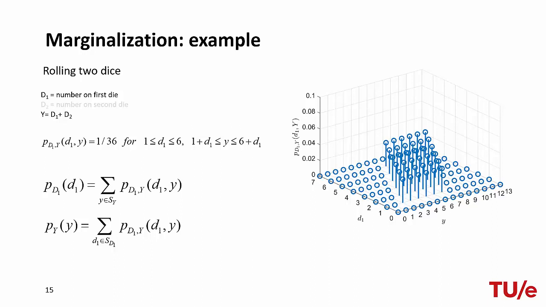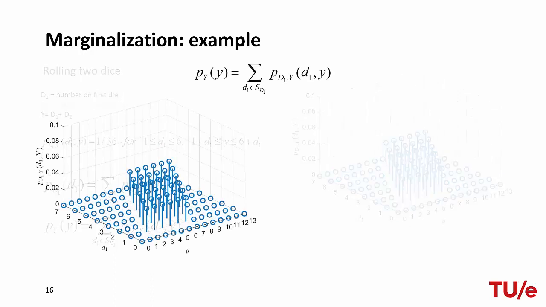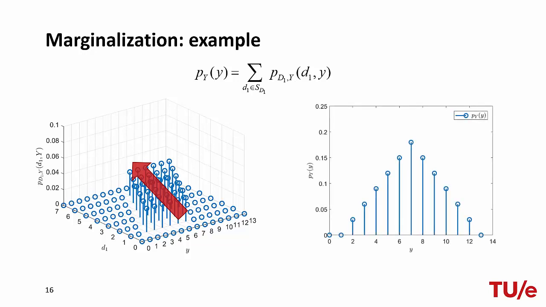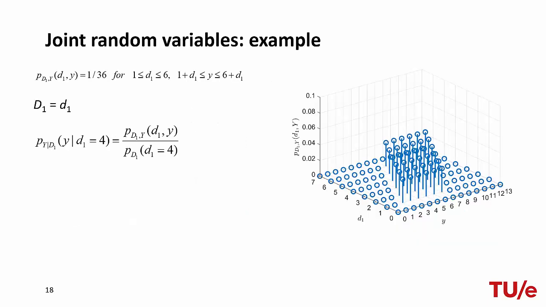Similarly, if we want to obtain the PMF of y, we need to sum over all d1's in the range. And this means summing in this direction, from which we obtain the PMF of y as given in the right plot. Again, not surprisingly, this is exactly what we obtained in a previous video when we were interested only in the random variable y. And now that we have the PMF of d1, we have all the ingredients to calculate the conditional PMF of y given d1.